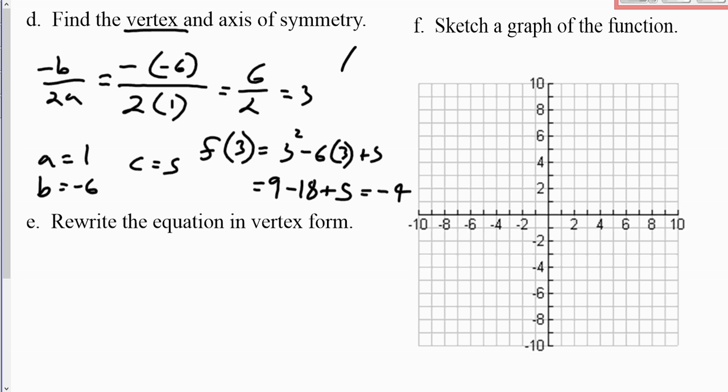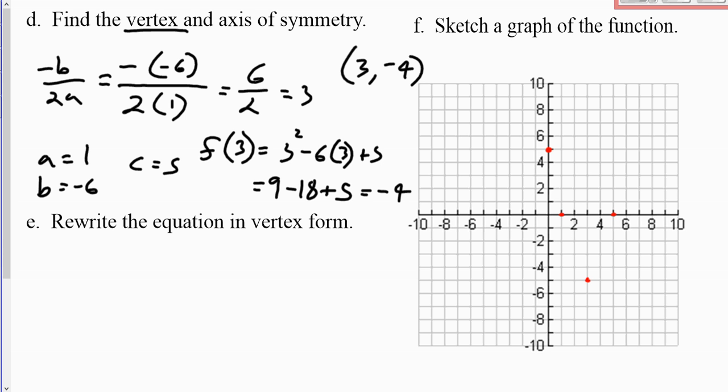So my vertex is 3, -4. Okay. So what I want to do now is use all those points to help me graph here. So from the previous slide, I know that my y-intercept is at 5. I have an x-intercept at 5, 0. And I also have an x-intercept at 1, 0. And then I know my vertex is at 3, -5.